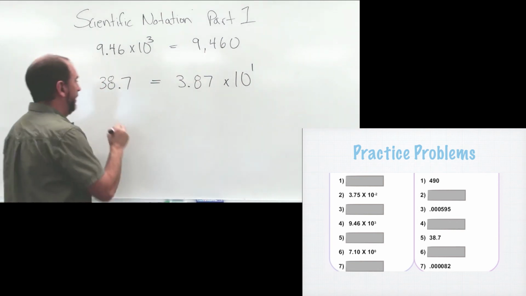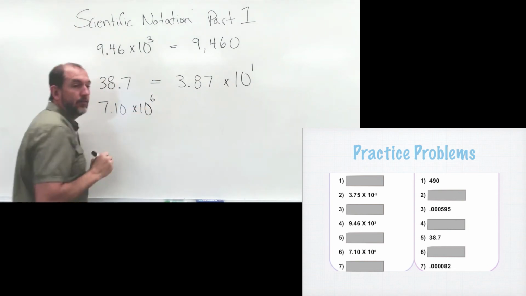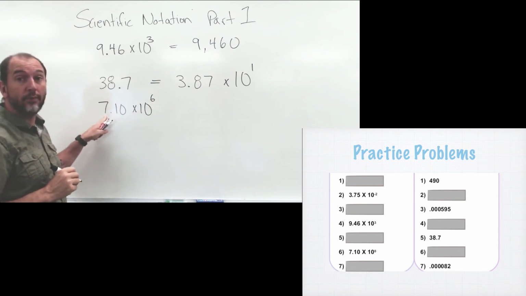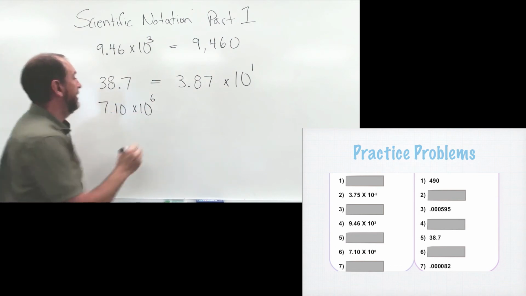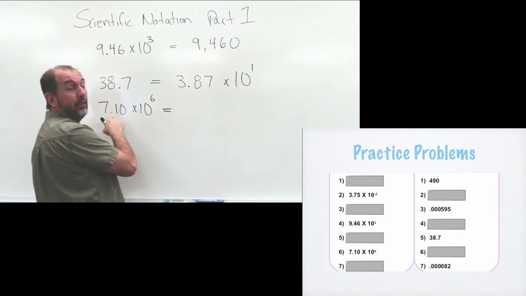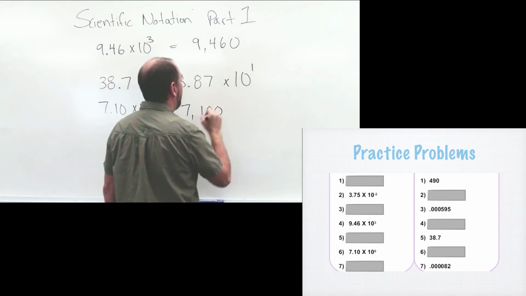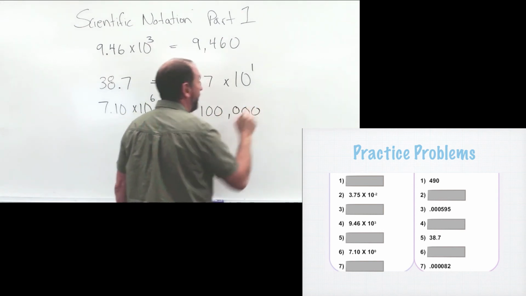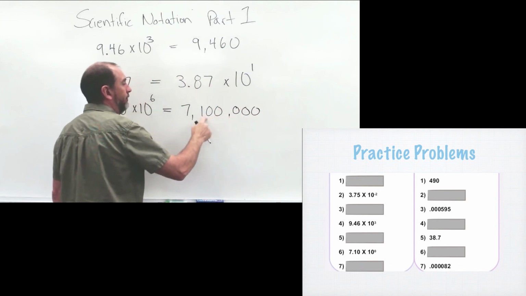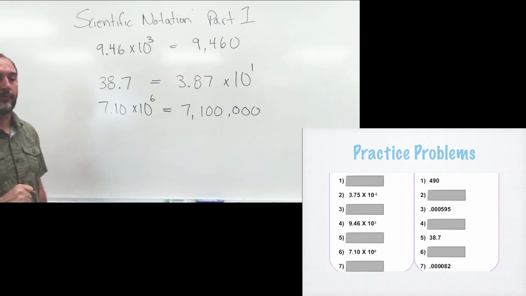All right. 7.10 times 10 to the 6th. And 6 here, that's our million factor. So again, this is 7.1 million. So again, we're going to move that decimal place to the right 6 places because that's positive. We want to make this a big number. 7,100,000. 1, 2, 3, 4, 5, 6. We'll put that right between the 7 and the 1.